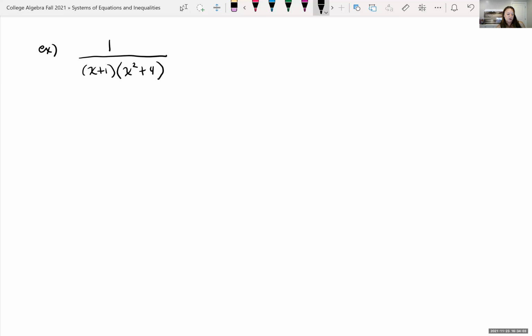So our next example is 1 all over x plus 1 times the quantity x squared plus 4. That x squared plus 4 is not reducible over the reals. If I had solved for x there, I would get plus or minus 2i. Okay, so we want to rewrite this. That factor x plus 1 is only appearing once. And so we would write that as A all over x plus 1.